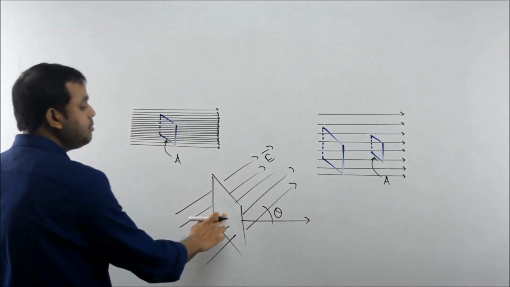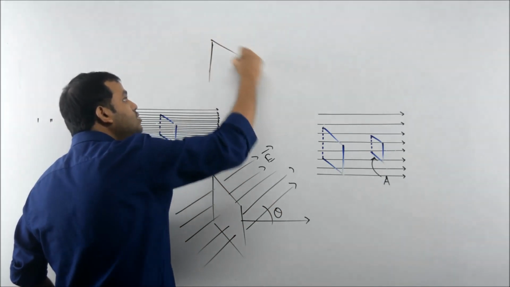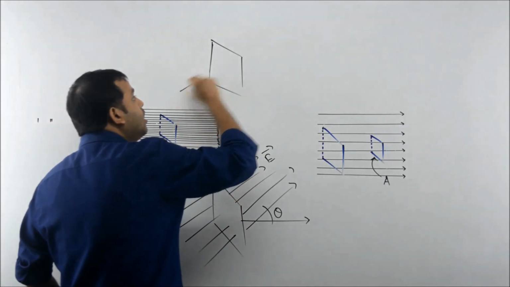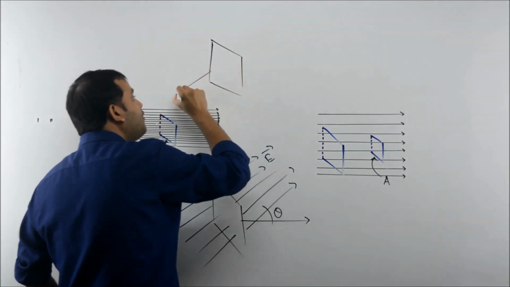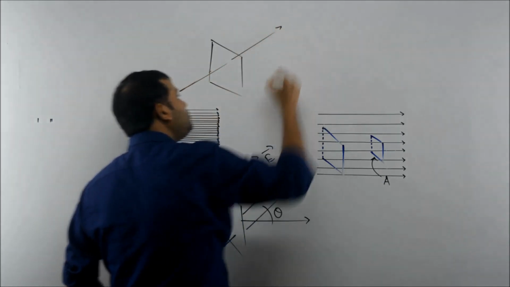Now let us try to simplify this figure. I am taking again this surface only. This is the same surface and I am representing the electric field with a single line. Clear, students?